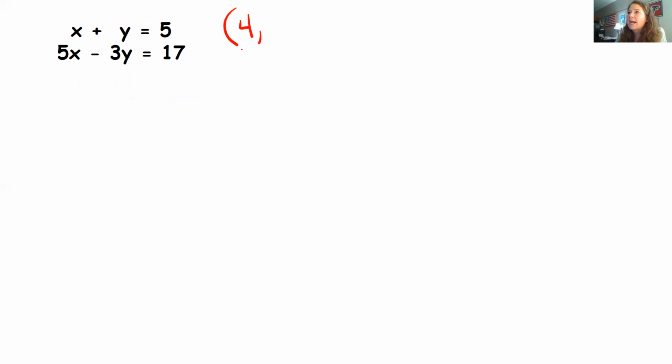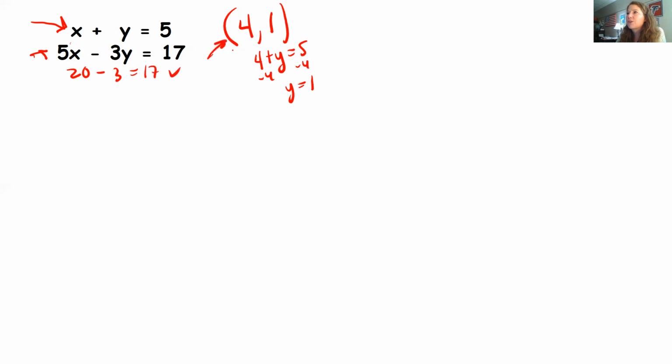And now to get y, I could use that new equation I just erased, or I could use either one of these original ones. I'm going to use the one that looks the simplest to me. That's this one. So x is 4 plus y equals 5. So when I subtract 4, I get y equals 1. So let's make sure it's right. We're going to plug it into the second equation. 5 times 4 is 20, minus 3 times 1 is 3. And I know that's true, so I know my answer is correct.